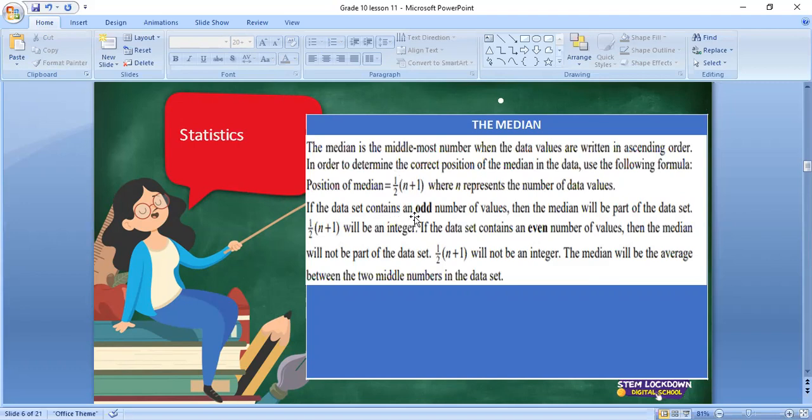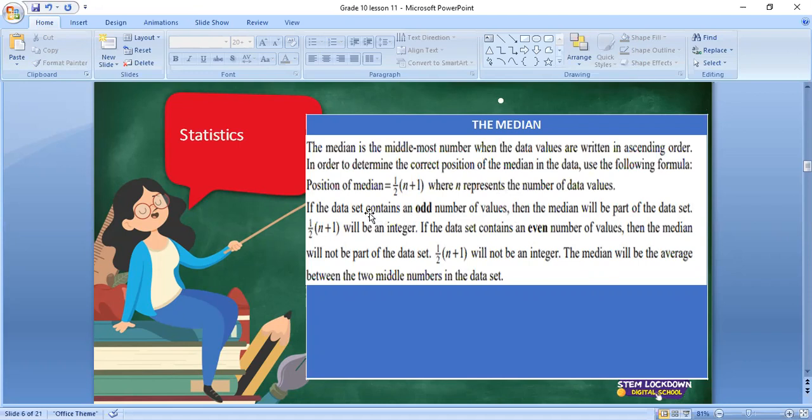If the data set contains an odd number of values, like 11 or 23, then the median will be part of the data set, meaning the single middle one will be the median. If there is an odd number of values, there will be only a single number at the middle, and that will be the median.